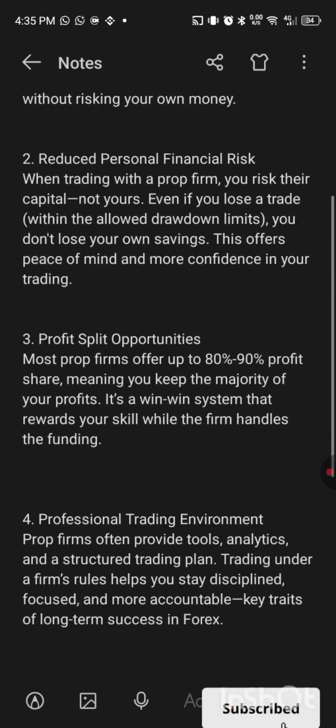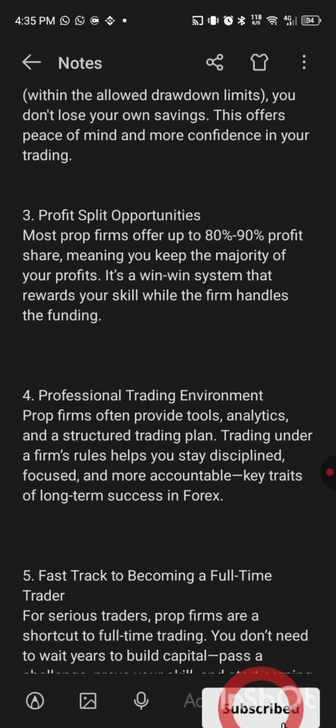The third one I'm going to talk about is the profit split opportunities. Mostly, firms share maybe 80 to 90% profit with people that pass their challenges, meaning you keep the majority of your profit. It's a winning system. For example, with the profile I'm going to be walking you through, with as low as $17, you can get an account of $5,000. Wow, that's huge. In the forex market, it's very simple when you obey the rules and regulations of the market. When you obey your strategy, you can be making so much money.